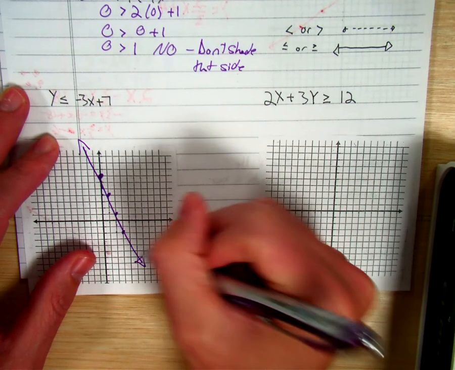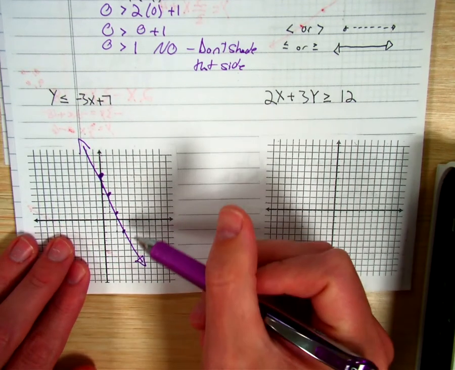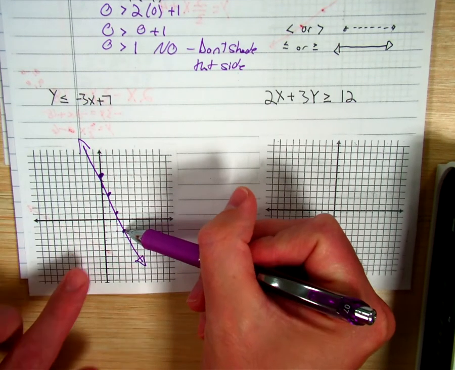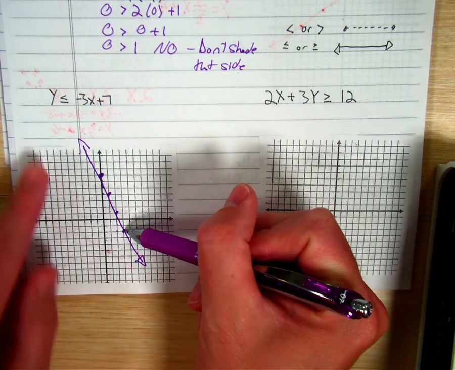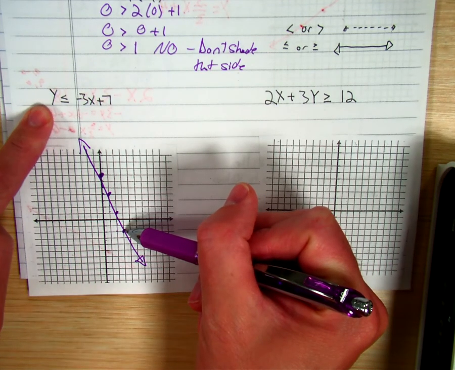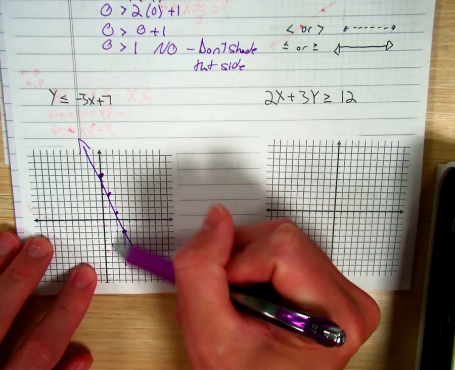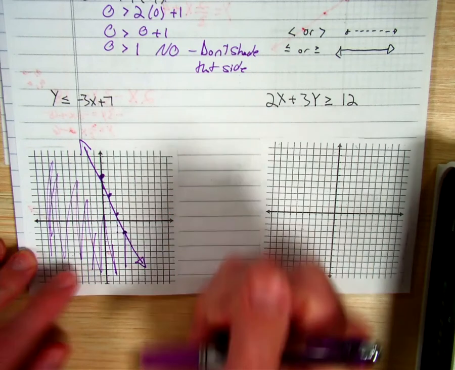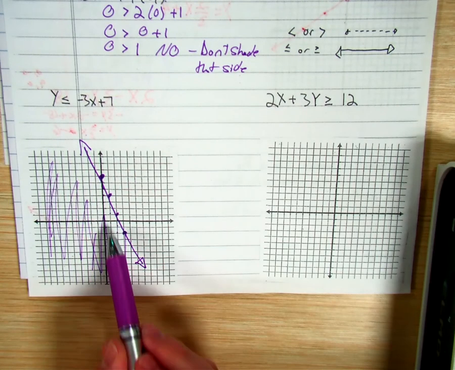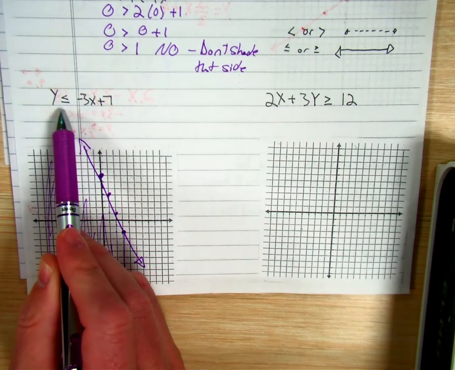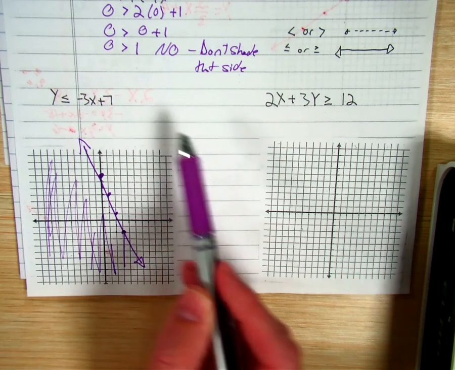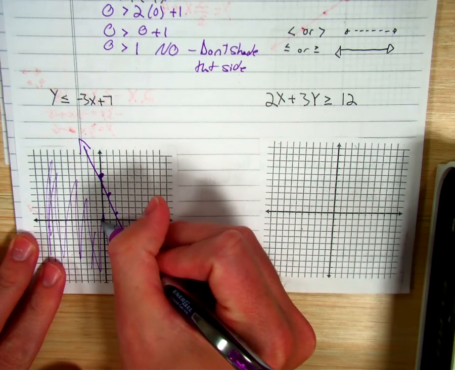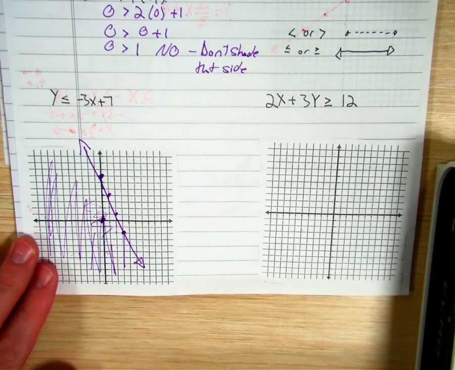And less than, to me, says lower. If I put my pen on one of my dots, or on my line anywhere, which direction has the lower y's? Because we want y's that are less than my line. Down. Okay, we want these y's over here. You can test a point. 0, 0: is 0 less than 0 plus 7? Is 0 less than 7? Yes. So 0, 0 worked. So I want to shade the side that has 0, 0.